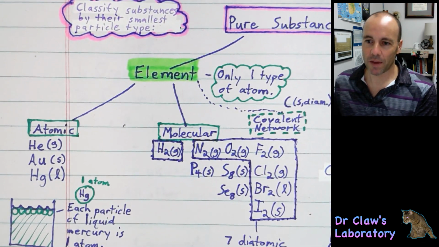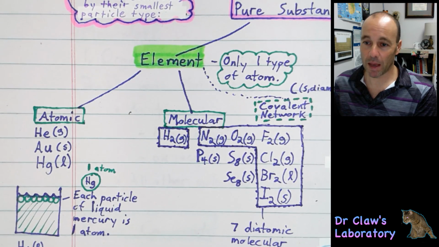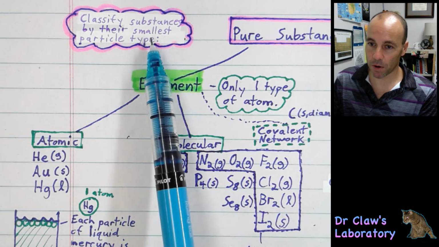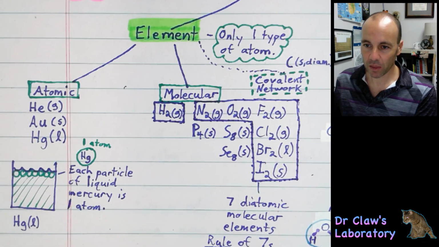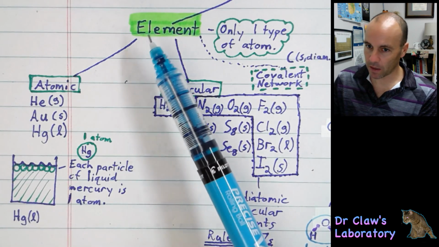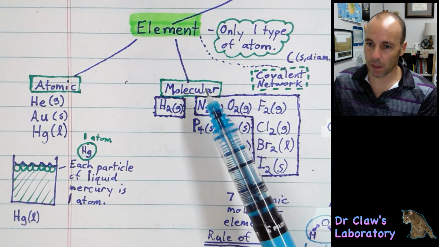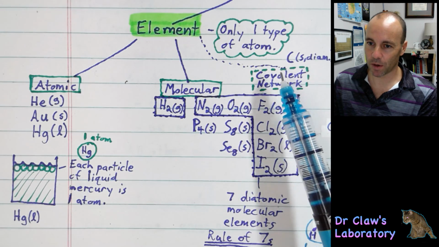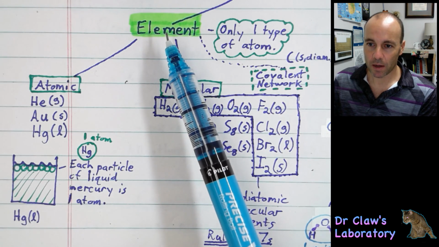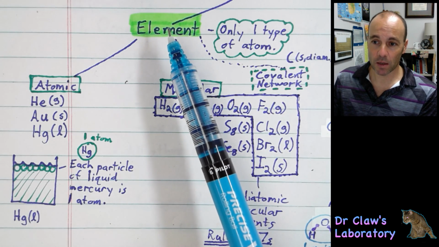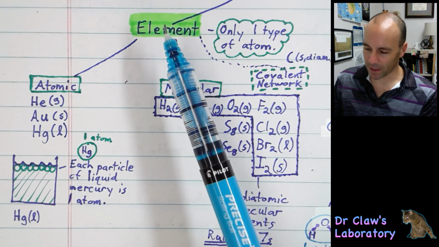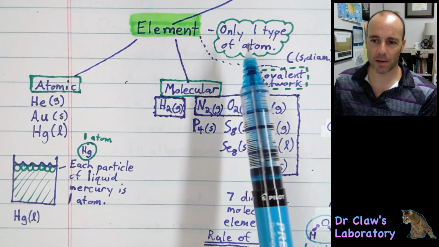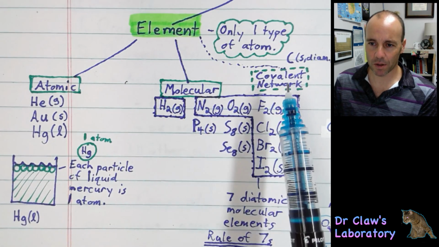Suppose we have a single element that we're focusing on. Now, we're classifying substances by their smallest particle type. So elements can either be atomic, molecular, and there's also this third category called covalent network. We know that each element has its own unique type of atom, and so if we're talking about a single element, then the substance must have only one type of atom. So let's see what these categories are.